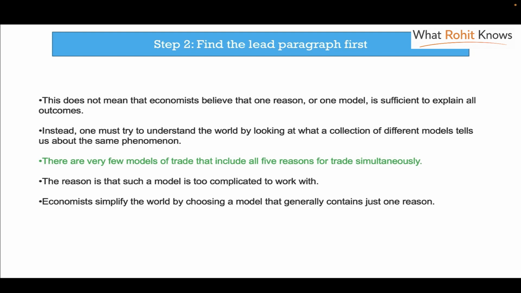There are very few models of trade that include all 5 reasons for trade simultaneously. So now this is an independent statement. If you tell this to somebody, they understand it and can explain it back: you were saying that there are only a few models of trade which include all reasons for trade at the same time. In the subsequent paragraphs, you can talk about what those models are, what the reasons are, etc. There's nothing that we expect to be present before this sentence. So that's why it's the lead paragraph.